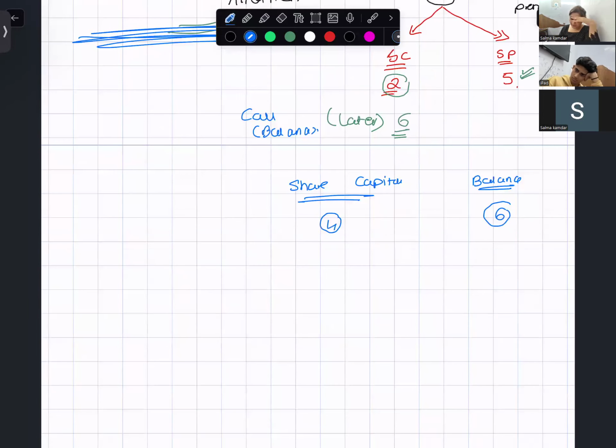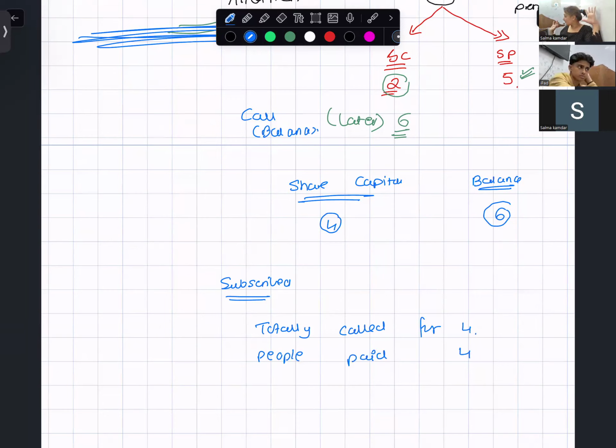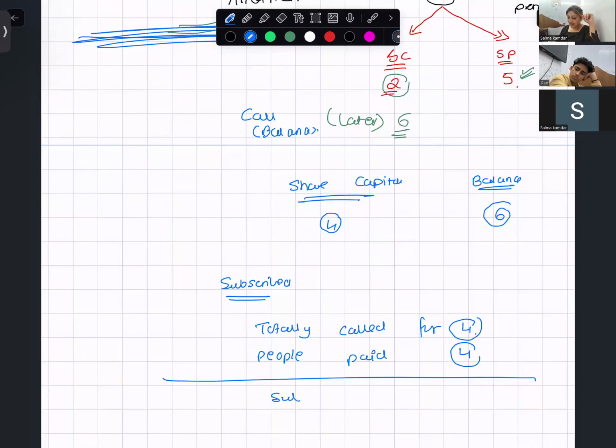Now we'll talk about people have subscribed. Okay. I have totally called for how much money? I have totally called for 4. People paid me how much money? People paid me 4. I'm not talking about the premium as of now. I have called for rupees 4. People have paid me rupees 4. That means this is subscribed and fully paid up.